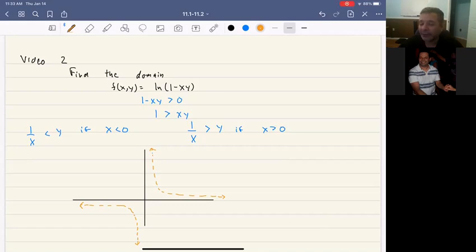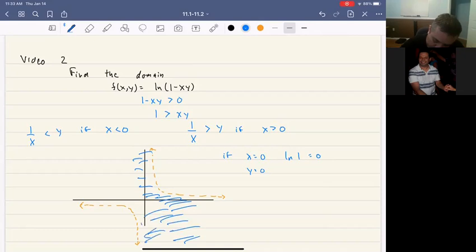Now, what happens if x or y is 0? Then you're just taking the natural log of 1, which is 0. You can take the natural log of 1. Similarly, if y equals 0, so you don't have to worry about x and y equaling 0. Those are still going to work. And so then you get as your region all this. That's where you can take the natural log of 1 minus xy.